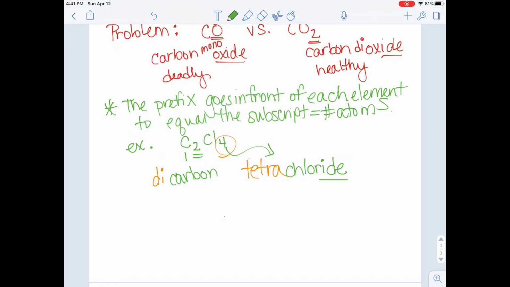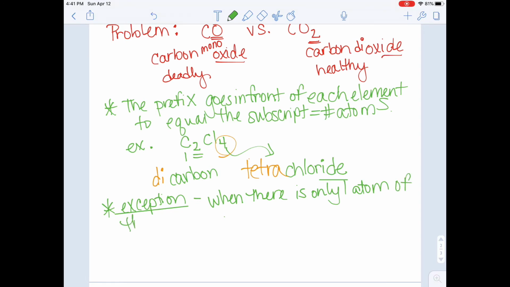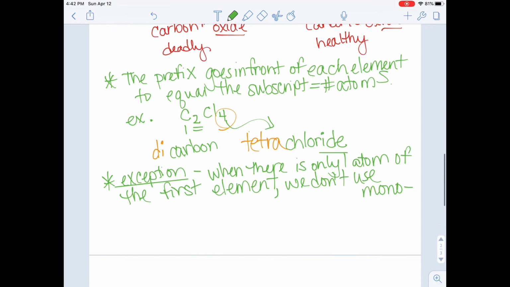There is one exception that we should write down for the prefixes. The only exception is when there's one atom of the first element listed. And there is only one atom of the first element, we don't use the prefix mono. Just for the first one.